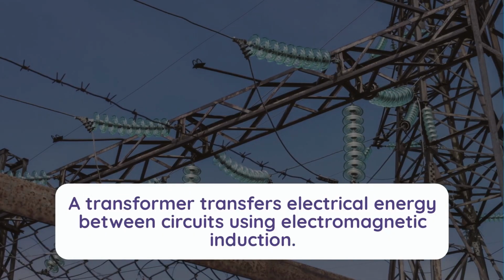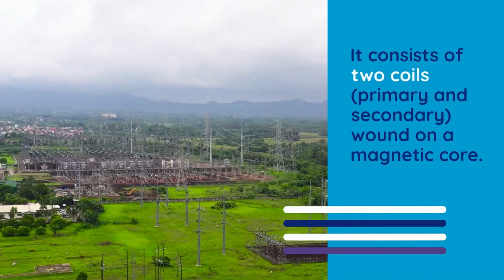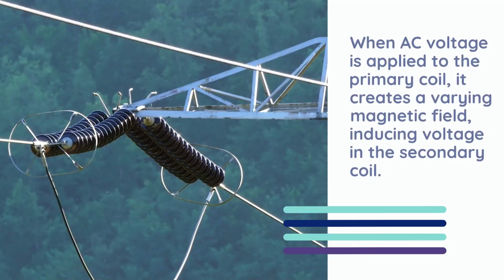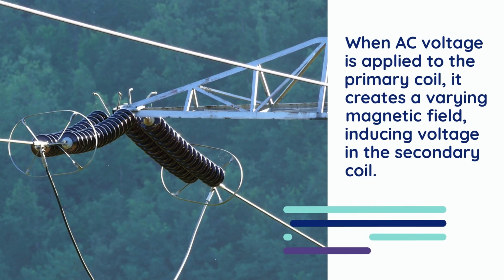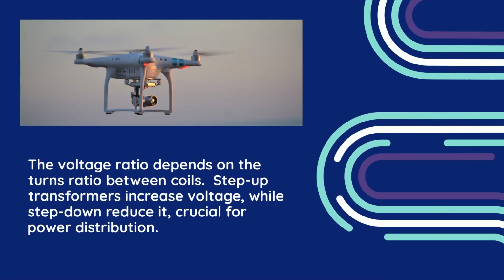A transformer transfers electrical energy between circuits using electromagnetic induction. It consists of two coils, primary and secondary, wound on a magnetic core. When AC voltage is applied to the primary coil, it creates a varying magnetic field, inducing voltage in the secondary coil. The voltage ratio depends on the turns ratio between coils. Step-up transformers increase voltage, while step-down reduce it, crucial for power distribution.